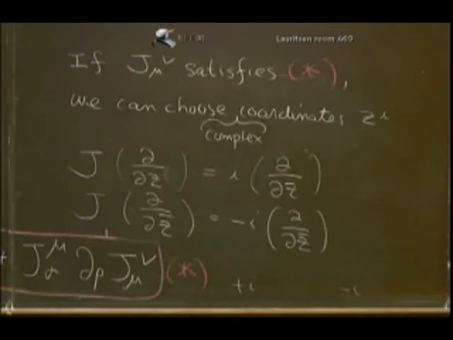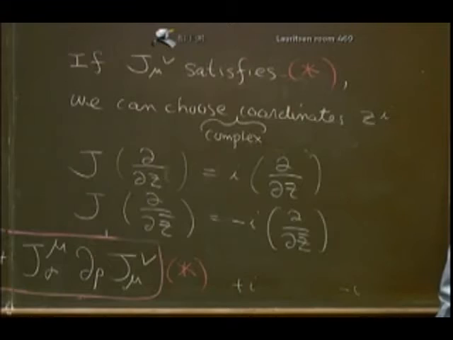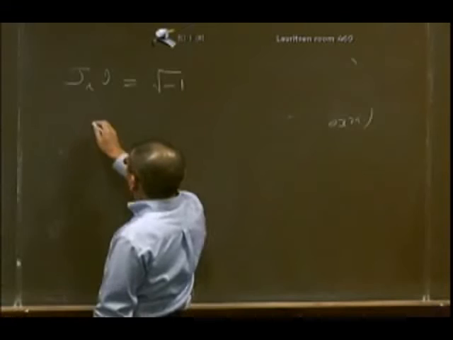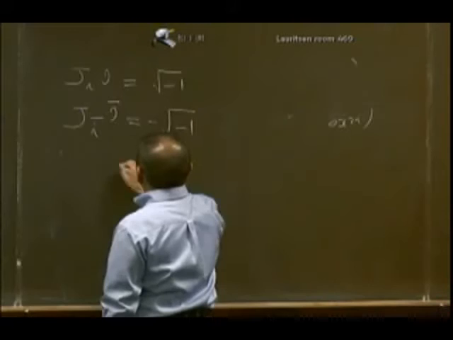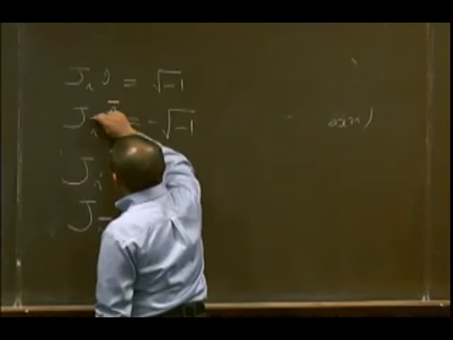Okay? Once we identify these complex coordinates, J turns out to become something quite trivial. If you write J in terms of these complex components, in the holomorphic coordinates it is just minus square root of minus one. If it is the anti-complex direction, it's minus one. And the mixed ones are zero. I put the bars on the indices to mean that these are directions in Z bar. Right?